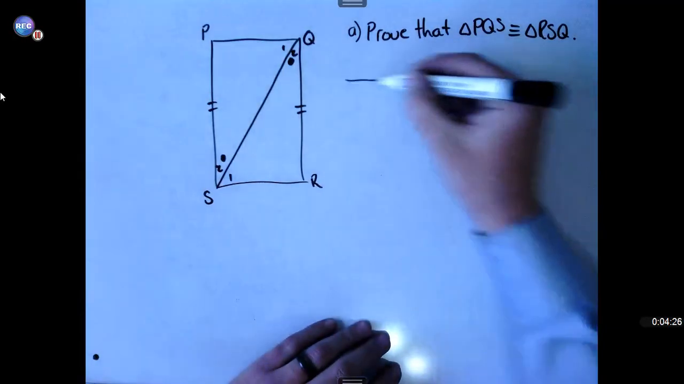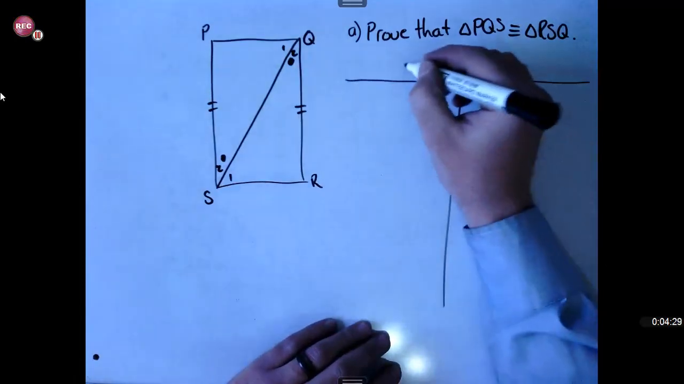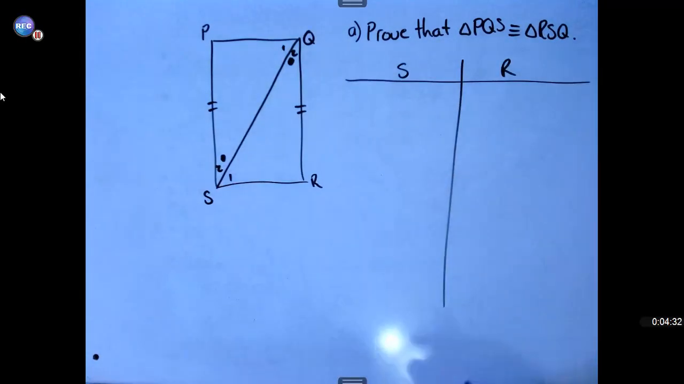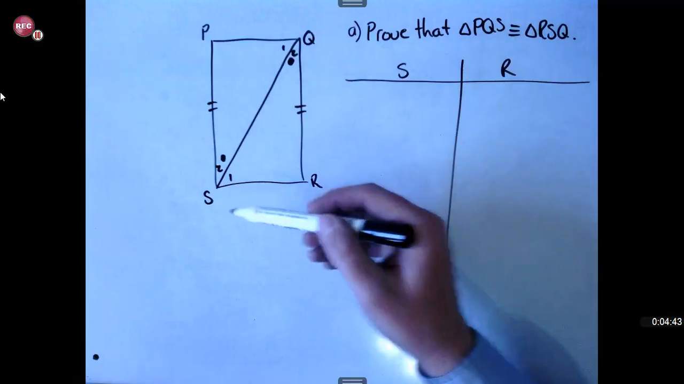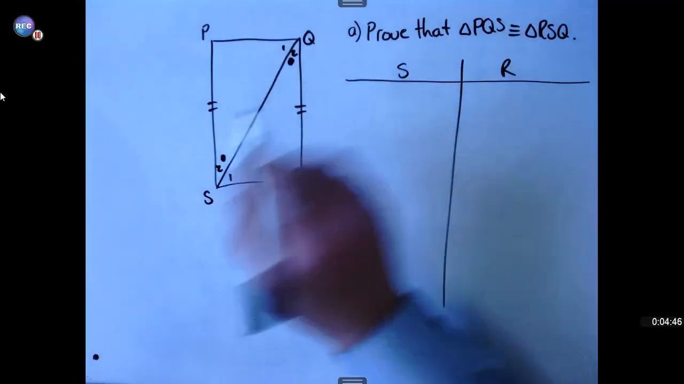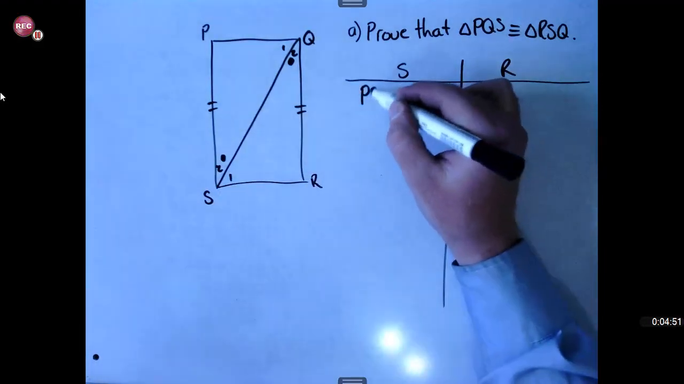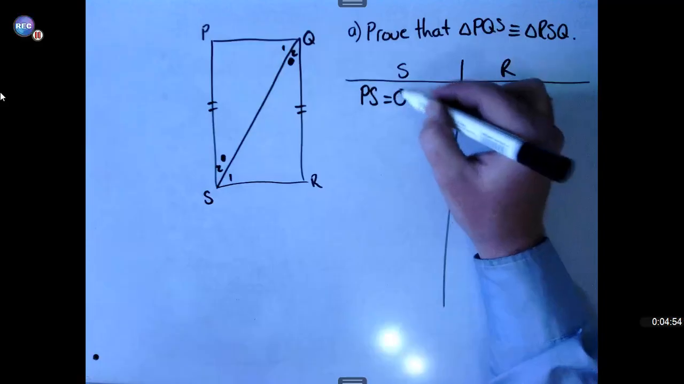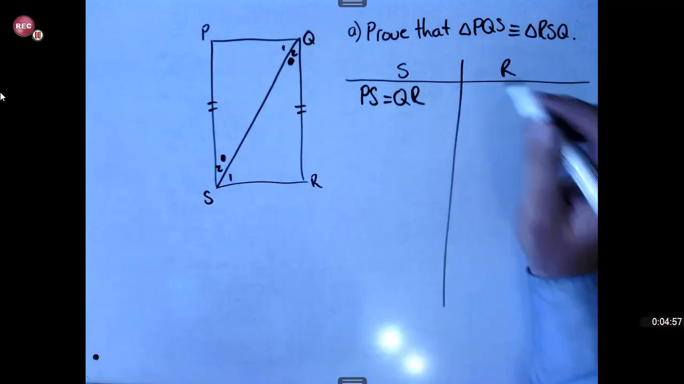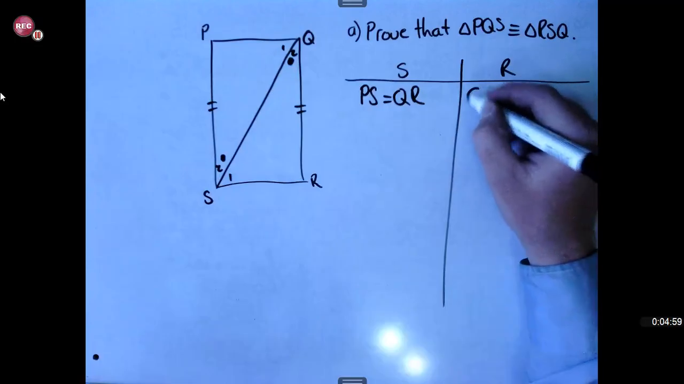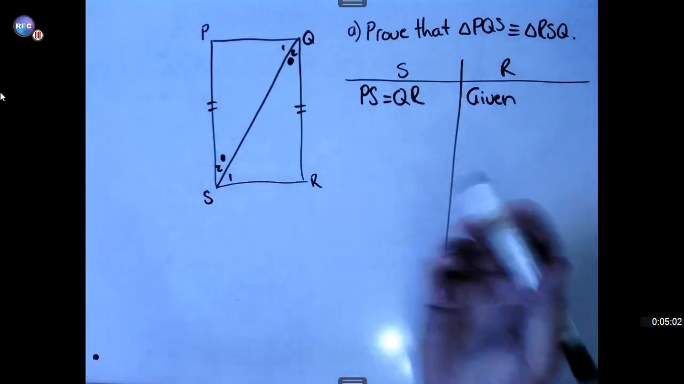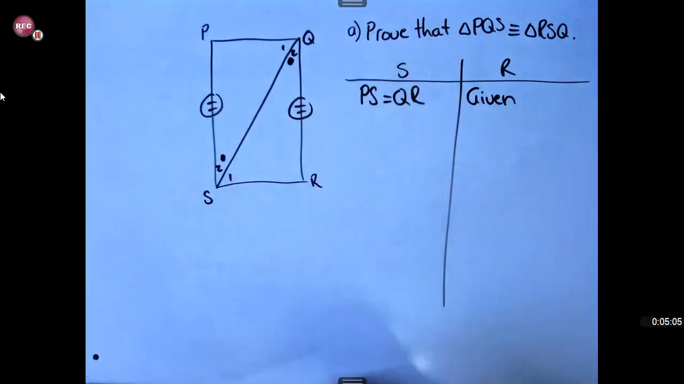So, statement reason. I'm just going to put an S and an R. Obviously, in your papers, you write out statement reason. To prove the congruency of these triangles, the first thing that I would work with is side PS and side QR. These indications here show that they are equal to one another. So, side PS is equal to side QR, and your reason there is simple. It is given to you. How was it given to you? By these indications that were there.